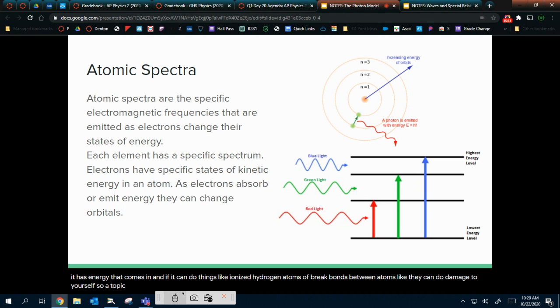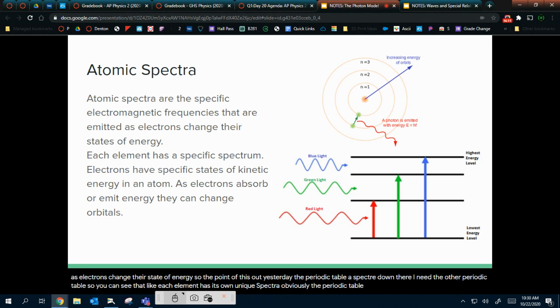So atomic spectra, we kind of talked about this already. Atomic spectra are the specific electromagnetic frequencies that are emitted as electrons change their state of energy. I pointed this out yesterday. I have that periodic table of the spectra down there underneath the other periodic table. So you can see that each element has its own unique spectra.